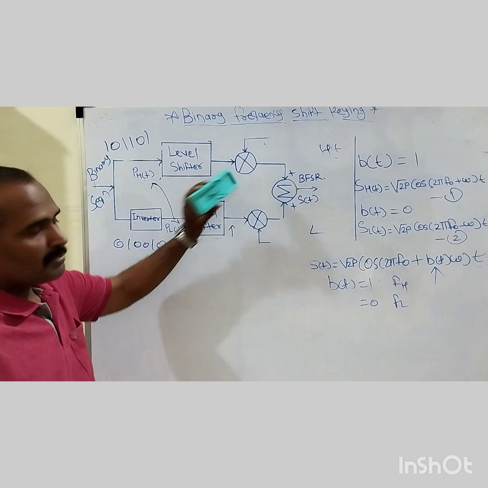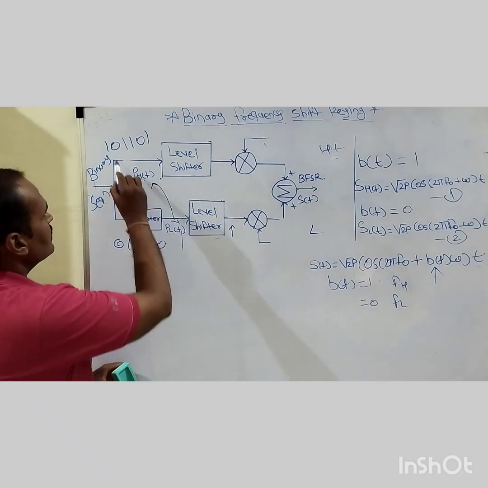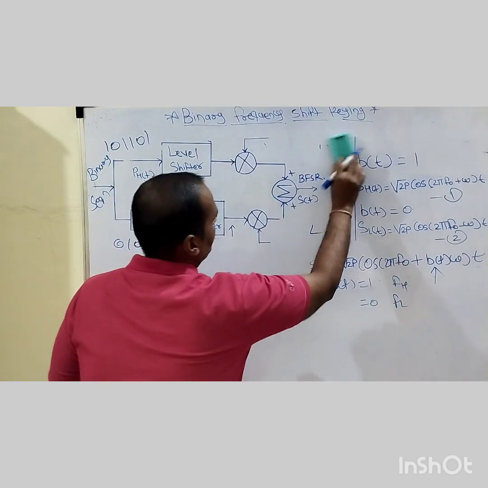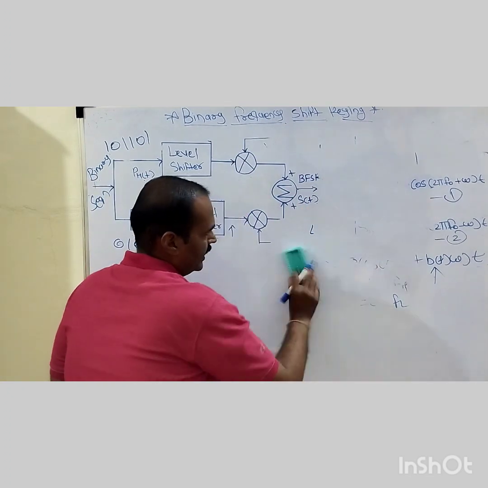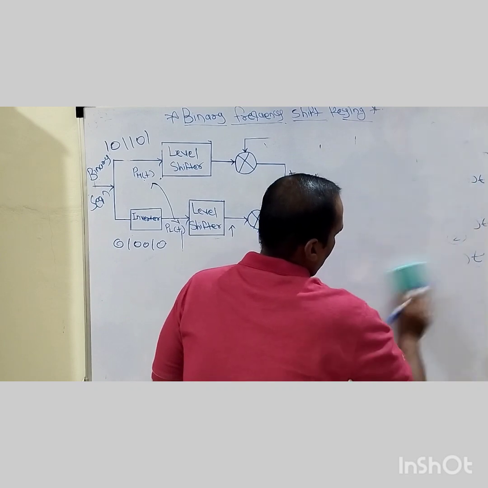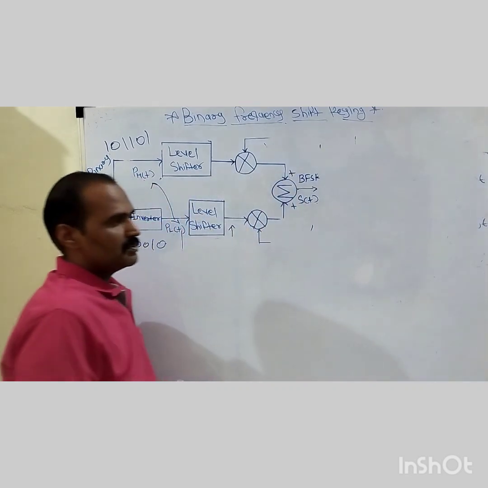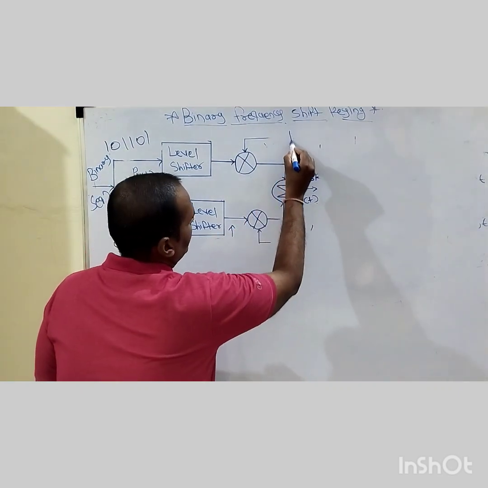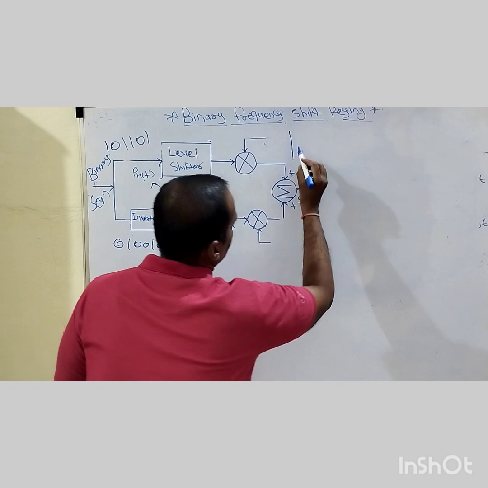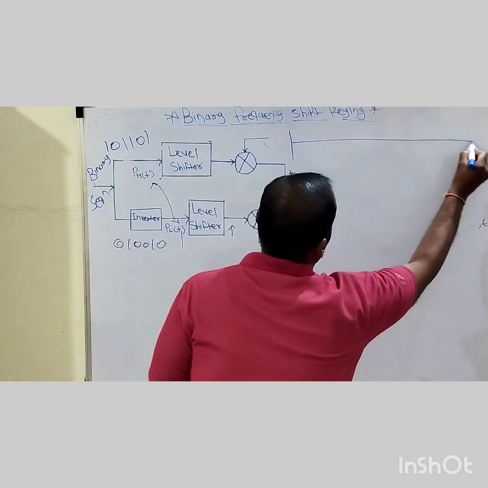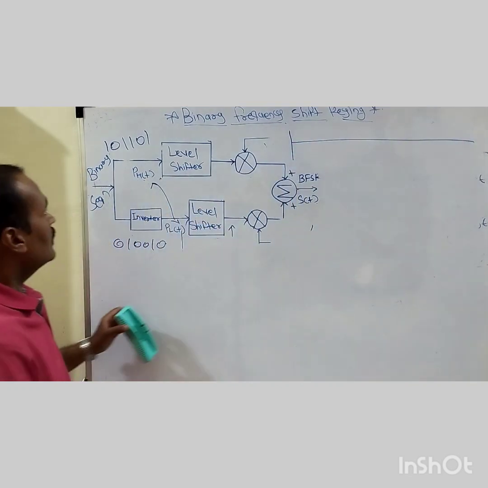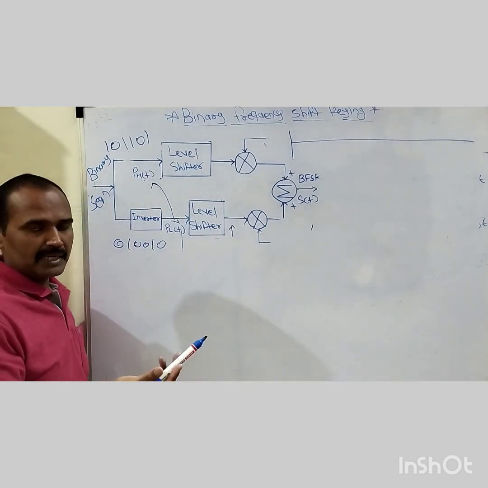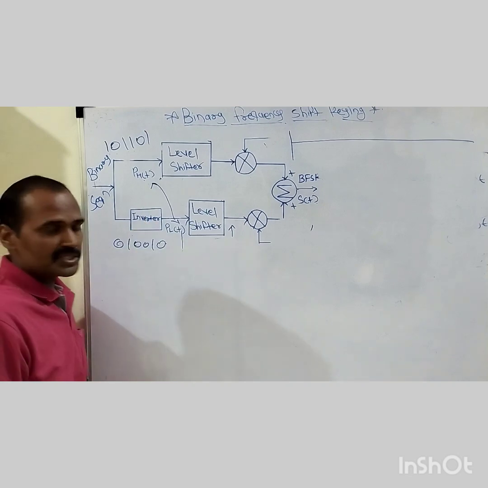So the output of this upper multiplier will be what? Initially the first bit is binary 1. Here we will represent how that signal will look. Which frequency is assigned to binary 1? High frequency is assigned. So how will the output of this first multiplier look? Let us consider: the first bit is binary 1, the second bit is 0, the third and fourth bits are again binary 1, the fifth bit is 0 and the sixth bit is 1.